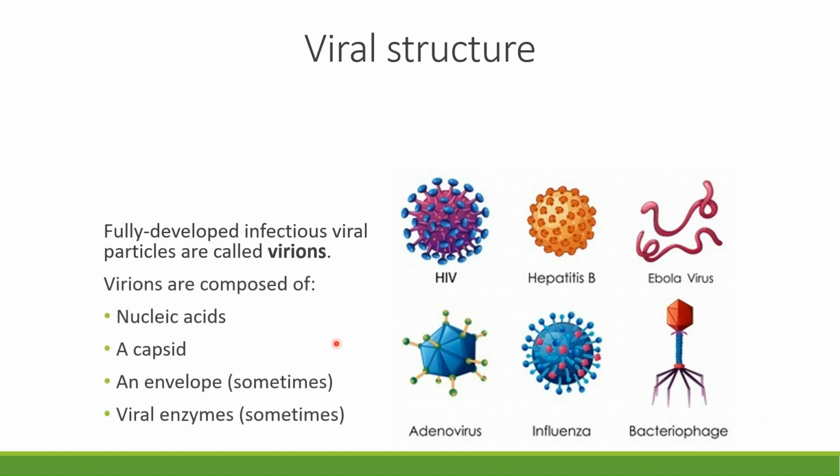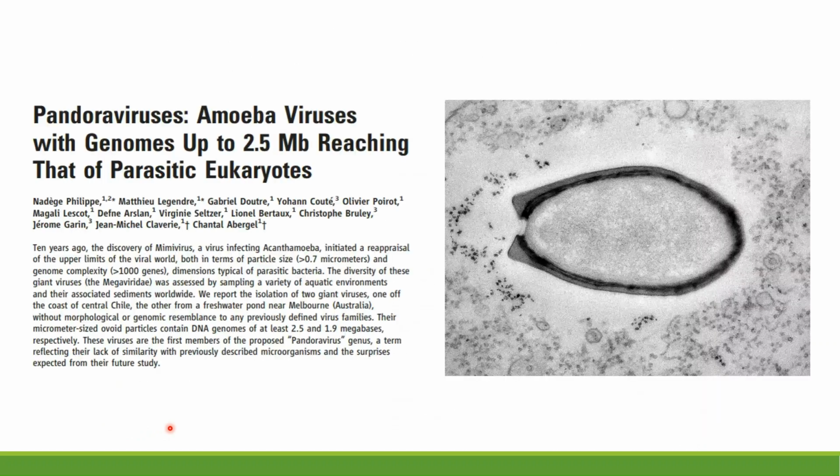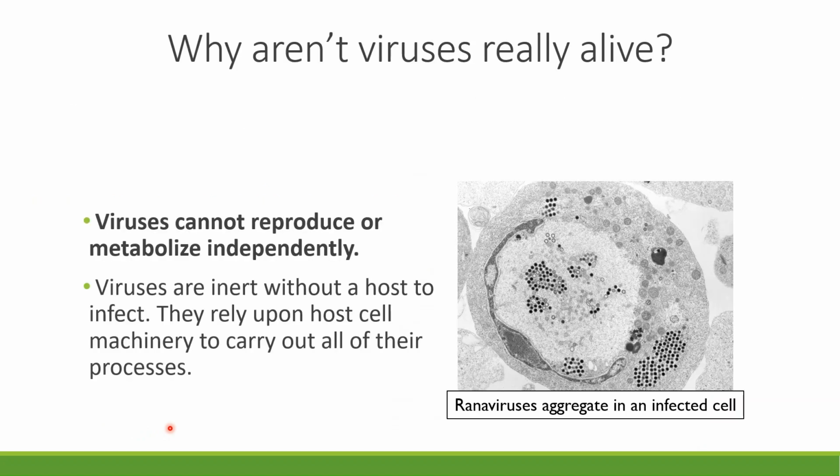Virions can have all of the following. All of them have nucleic acids, of course, and a capsid. Some of them can include an envelope, a membrane that can surround the virion. And some of them actually have enzymes, like that Pandora virus. The Pandora virus is an example where they have their own enzymes present inside that can do some enzymatic activity, obviously not the full suite of metabolic activities required to reproduce.